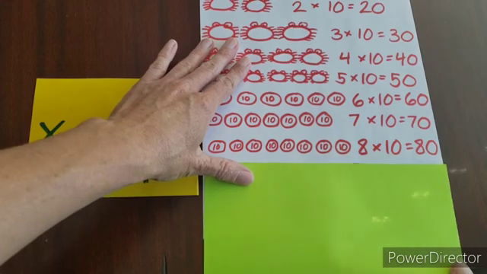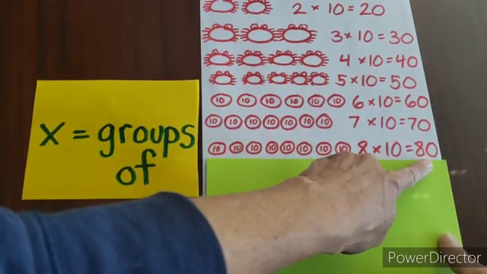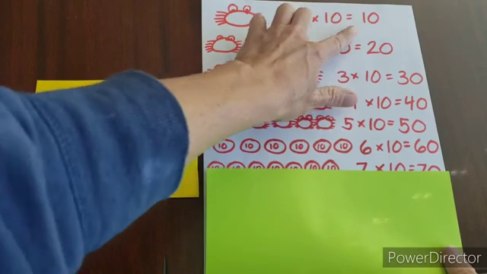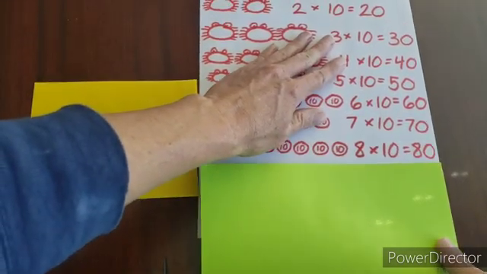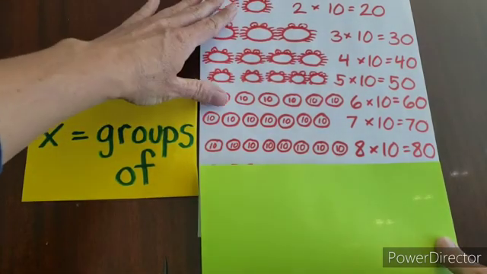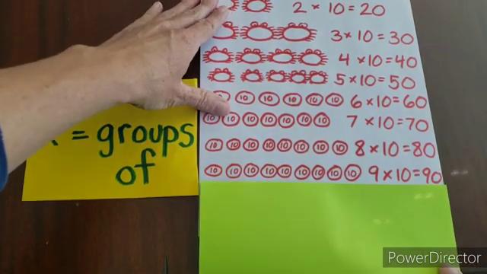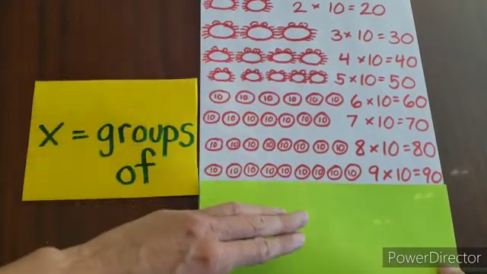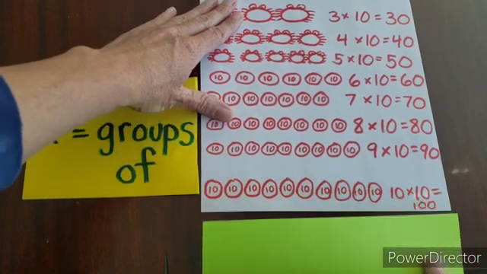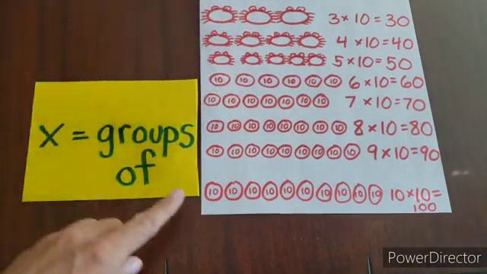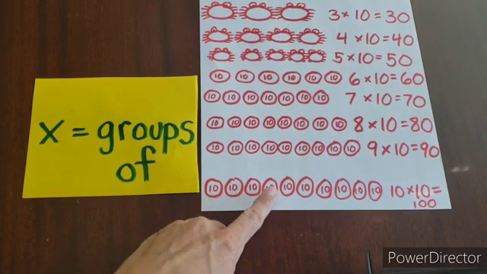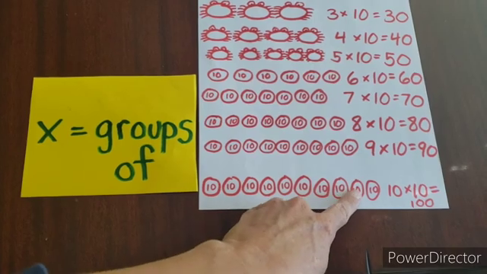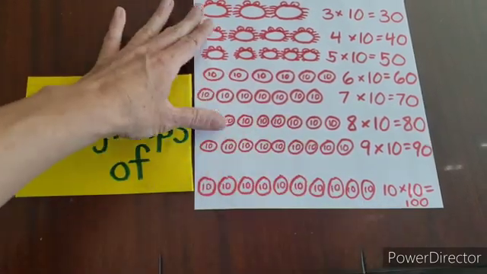We've got 80. Okay, so do you see the pattern that's going on here? We've got 10, 20, 30, 40, 50, 60, 70, 80. What do you think 9 times 10 will be? If you follow the pattern, 9 times 10 is 90. Okay, and then I bet you probably already know, what is 10 times 10? So let's count by tens to make sure we finish this off the right way. 10, 20, 30, 40, 50, 60, 70, 80, 90, 100.